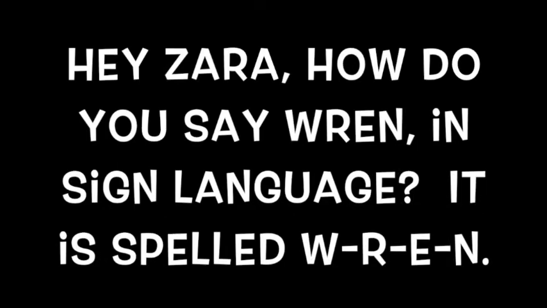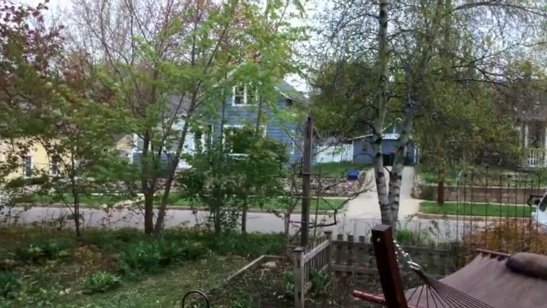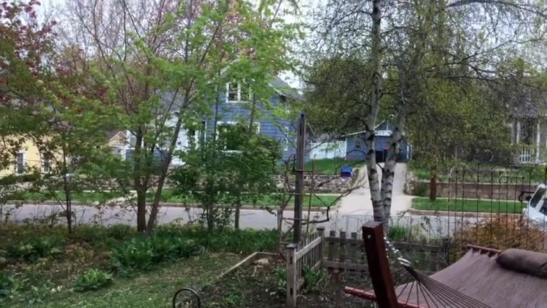Hey Zara, how do you say wren in sign language? It is spelled W-R-E-N. So this is how you sign bird. And if you're trying to talk about other birds, some have their own signs like eagle or peacock. And then other birds you just have to fingerspell like wren. It's this little bird, and it's making so much noise.